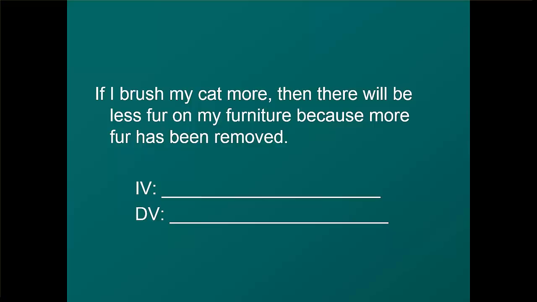All right, if I brush my cat more, then there will be less fur on my furniture because more fur has been removed. All right, the independent variable is the amount of time brushing the cat. So I could put amount of hours. The dependent variable, I could be measuring the amount of fur found on the furniture still. I could take one of those brushes and clean it up and then actually figure out how much mass I have of the fur.